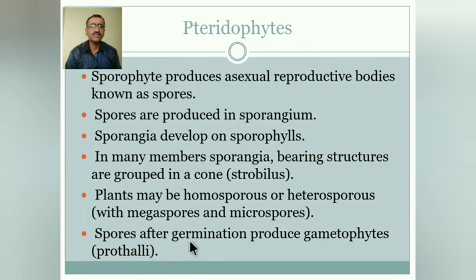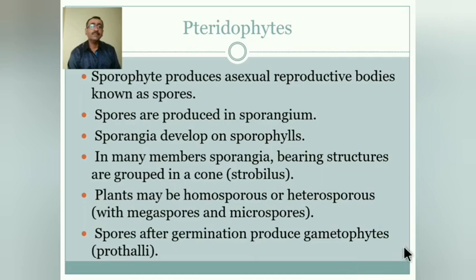Spores after germination produce the gametophyte. The sporophytic plant body produces the asexual spore. The asexual spore germinates, and from that germinated spore the new plant body arises, and that is the gametophytic plant body. Further, that gametophytic plant body produces the gametes, and again those gametes meet together, fertilization takes place, and from that again the sporophytic plant body can be developed.